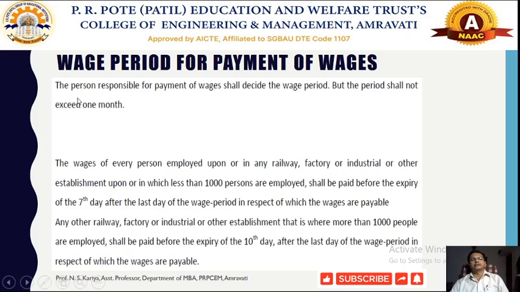Here, who should be responsible for deciding the wage period? It is the basic condition that the payment of wages shall be defined by the particular industrial unit or factory. The HR manager or the works manager will decide the wage period, and whatever form of wage period is decided, the payment of wages has to be made during that wage period only.